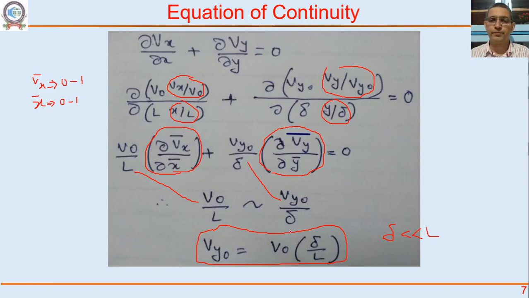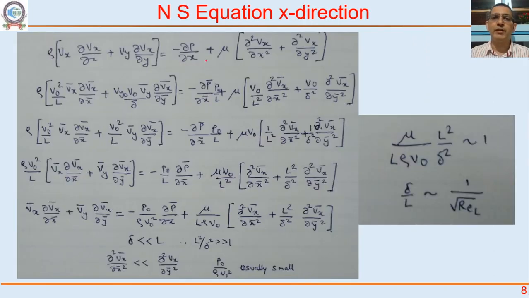Let's go forward. Equation of motion now, Navier-Stokes equation. Let's take the x direction. Do this for yourself. Vx, make it dimensionless. Del Vx by del x, make it dimensionless. You have to multiply by V naught square by L. Vy, make it dimensionless. Vy del Vx by del y, make it dimensionless. You will have Vy naught, V naught by delta, and this Vy naught is V naught delta by L. So it is substituted here, V naught square by L.